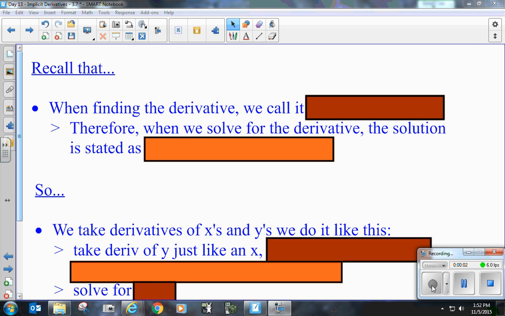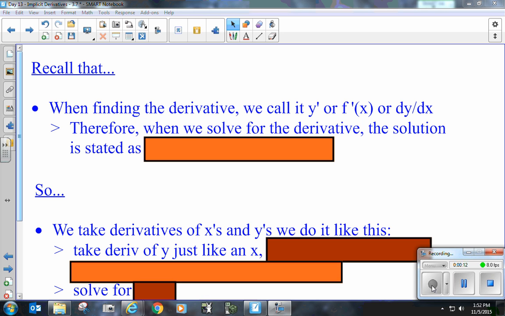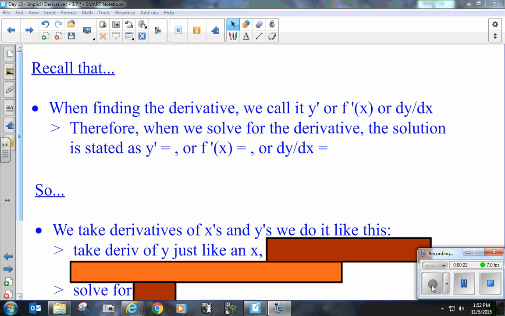Recall that when I'm finding the derivative, we call it y prime, or f prime of x, or dy dx. Okay? That's what we call it. Therefore, when we solve for the derivative, the solution is always stated as y prime equals, or f prime of x equals, or dy dx equals. This shouldn't be confusing to you. If they're asking for the derivative, which is one of these, then you say, well, this equals, or this equals, or this equals. It's fine.